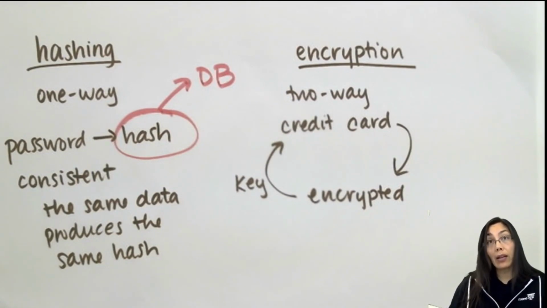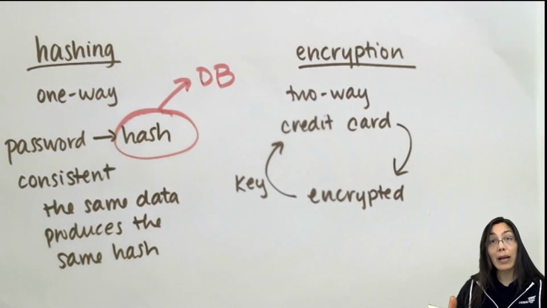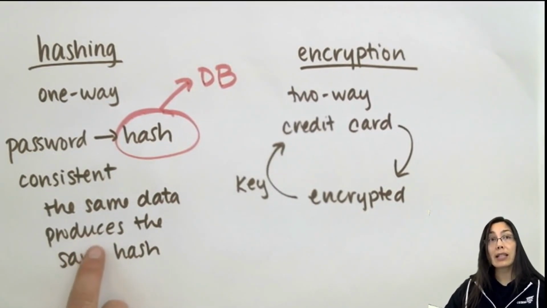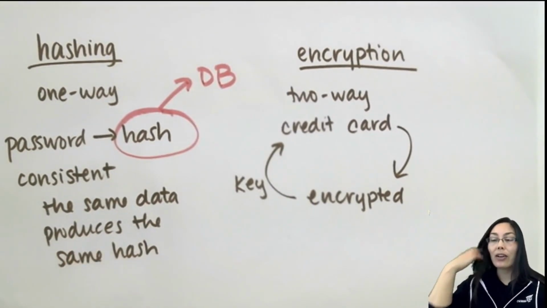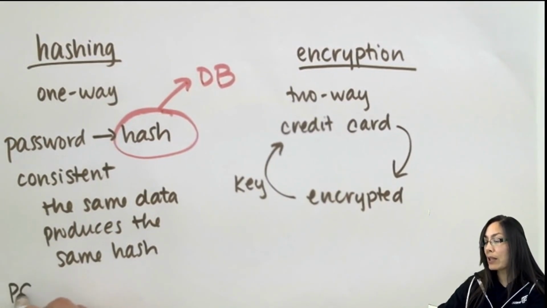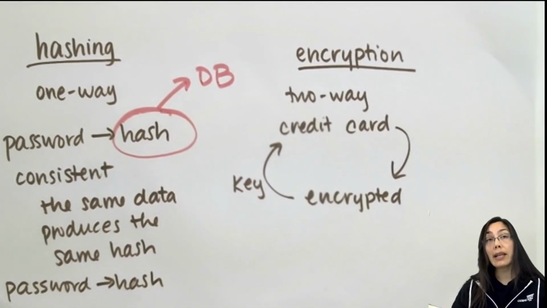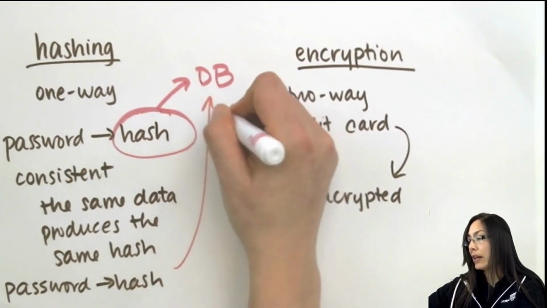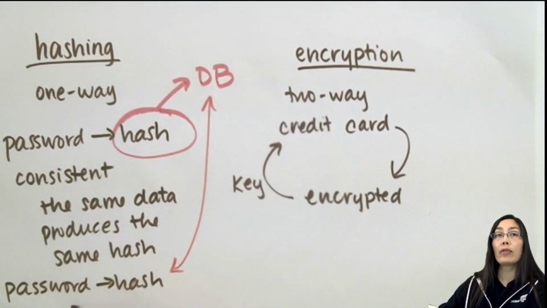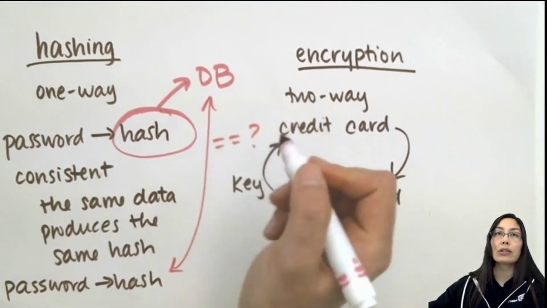So then how does somebody log in? So in order to log in, right, you have to type in your password. And we said here that the same data produces the same hash. Okay, so here we come again. We have that password, right, and we'll do it again. Password into hash. And then we can see if that hash matches the one that we have in the database. All right, so this hash that came in from login, we're going to compare it to the one from registration, and we're going to see if they're equal to each other.